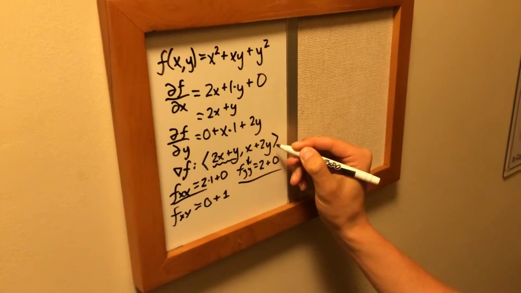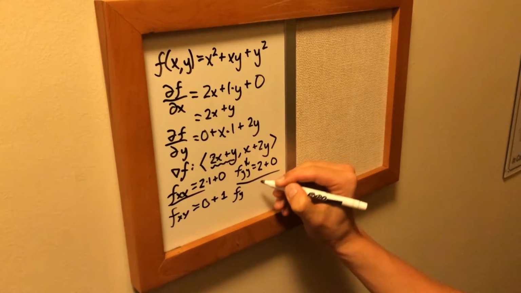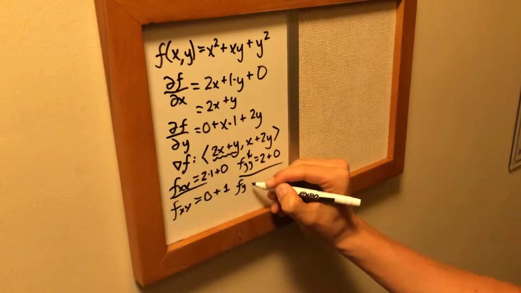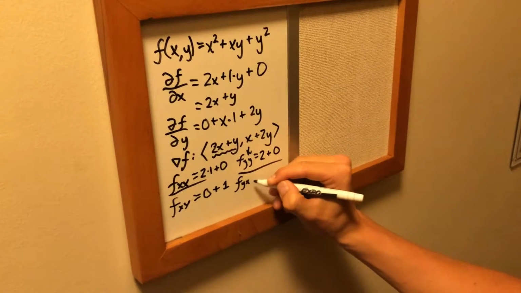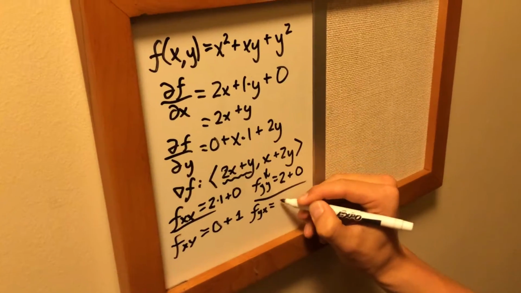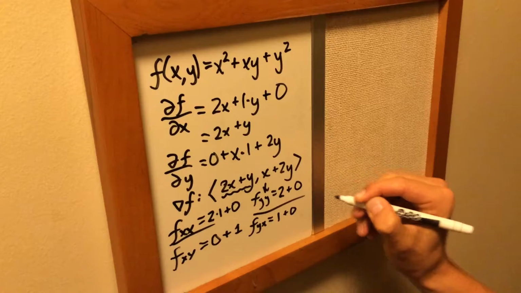We could do the same on this side. So this is the partial with respect to y, and then we take it again with respect to x while holding y constant. And that's going to give us 1 plus 0, since this is a constant.